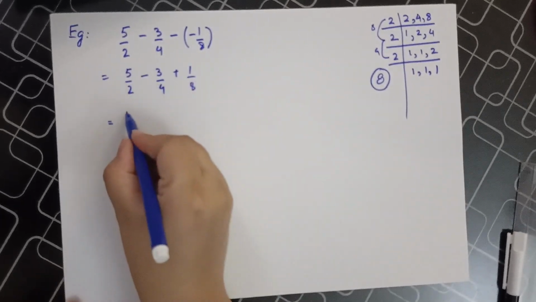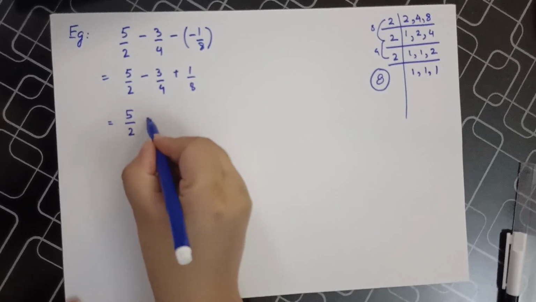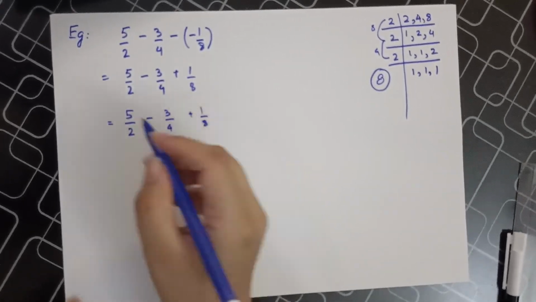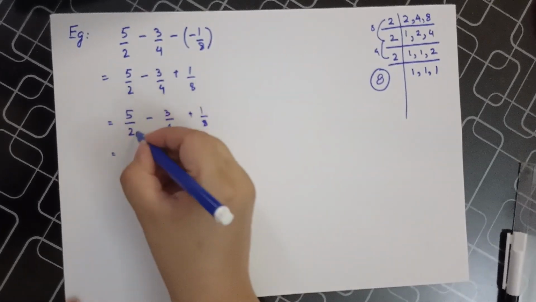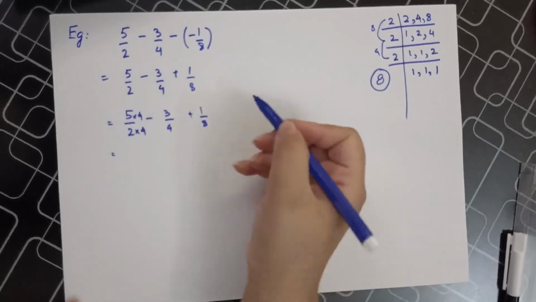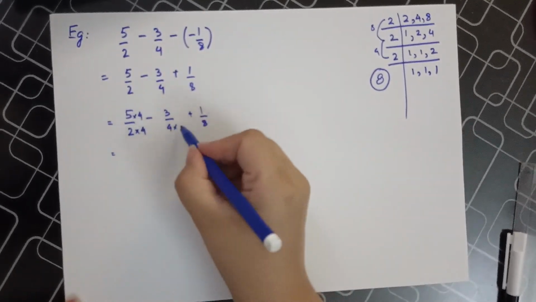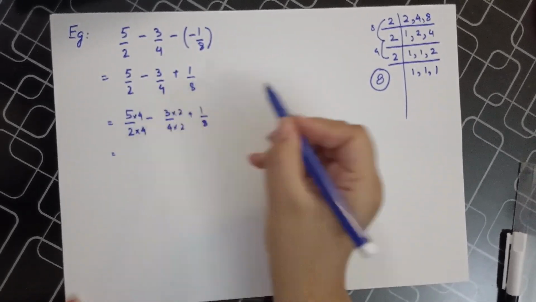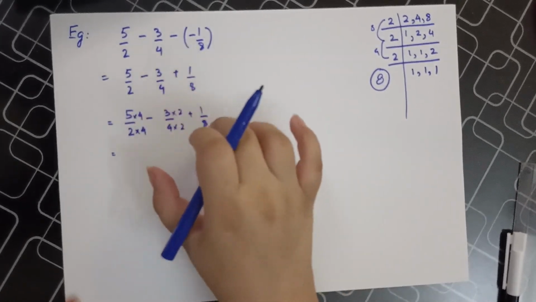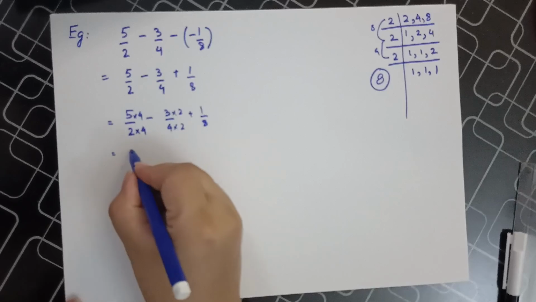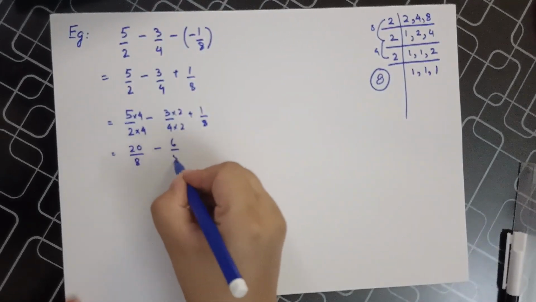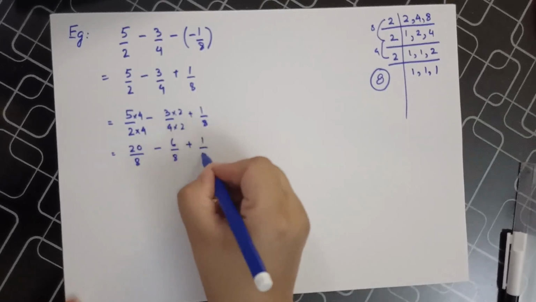So you're going to write it as it is, 5 upon 2 minus 3 upon 4 plus 1 upon 8. So 2 fours are 8. You're going to multiply the numerator with the same number. 4 fives are 20, 3 twos are 6, and since it's already 8, you're not going to do anything over here. So here it is, 20 upon 8 minus 6 upon 8 plus 1 upon 8.